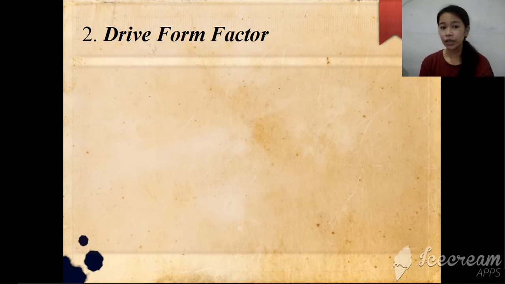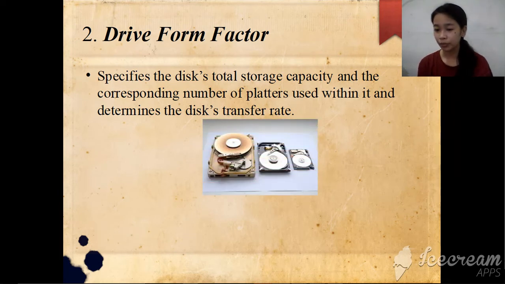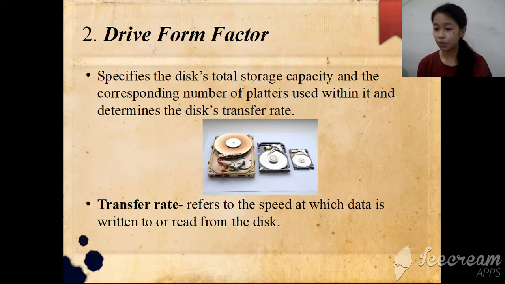The second one is the drive form factor. This is one parameter that differentiates one hard disk from the other. It refers to the actual size of the drive. Drive form factor specifies the disk's total storage capacity and the corresponding number of platters used within it, and determines the disk transfer rate. Transfer rate refers to the speed at which data is written to or read from the disk.